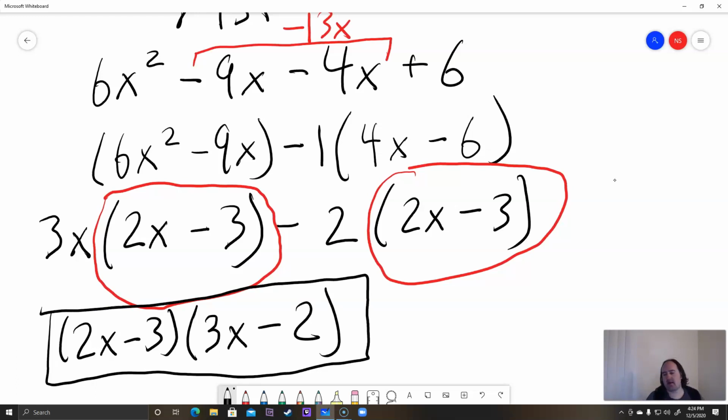Or on my math lab, they happen to switch the order. So you could have also written it as 3x minus 2 times 2x minus 3. Same difference. Okay, so now that you've seen that one, I think you're going to be good for your homework.